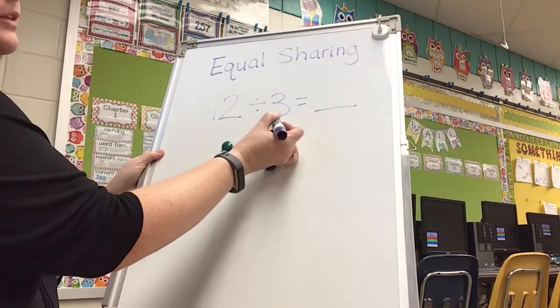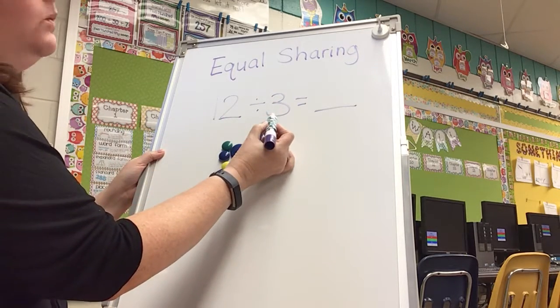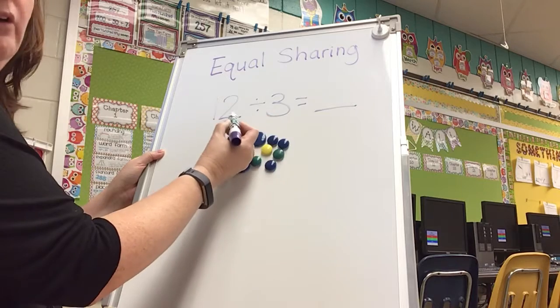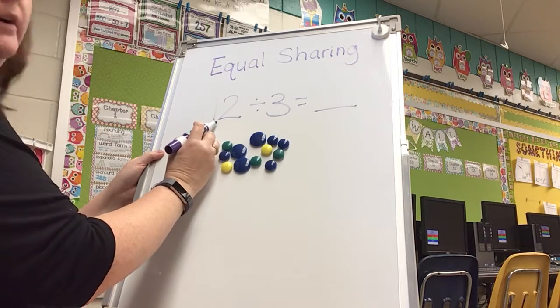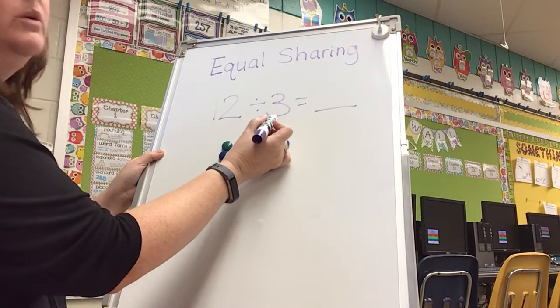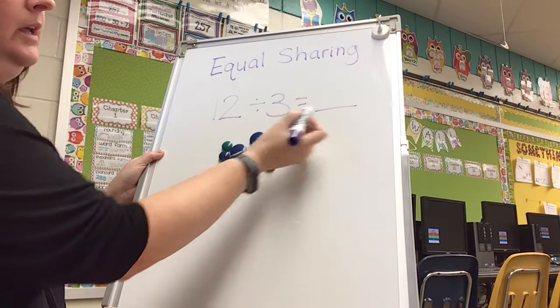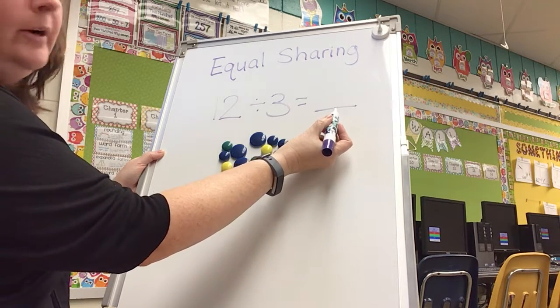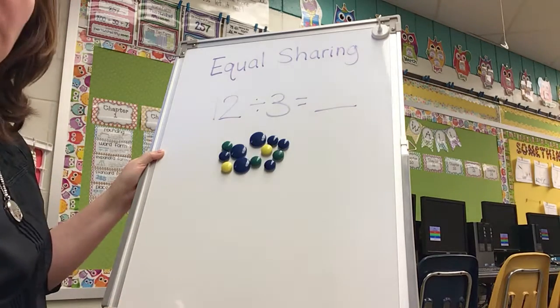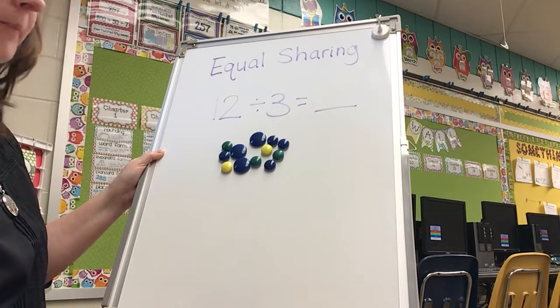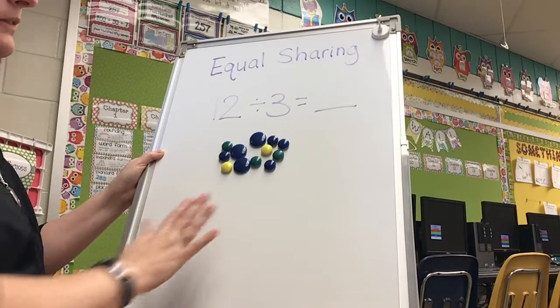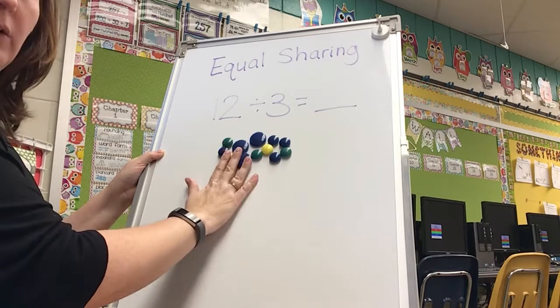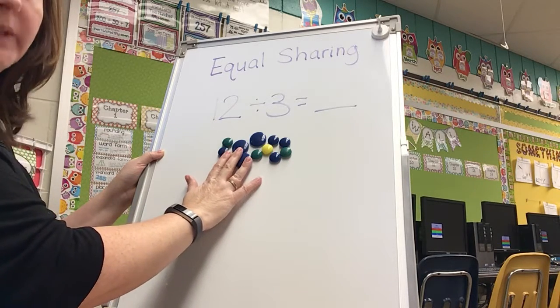The next number, the divisor, is what we are going to be dividing 12 by. So we're going to take our 12 counters and divide them into 3 equal groups. And then our last number, that's our quotient, our answer, that's going to tell us how many we end up having in each group.